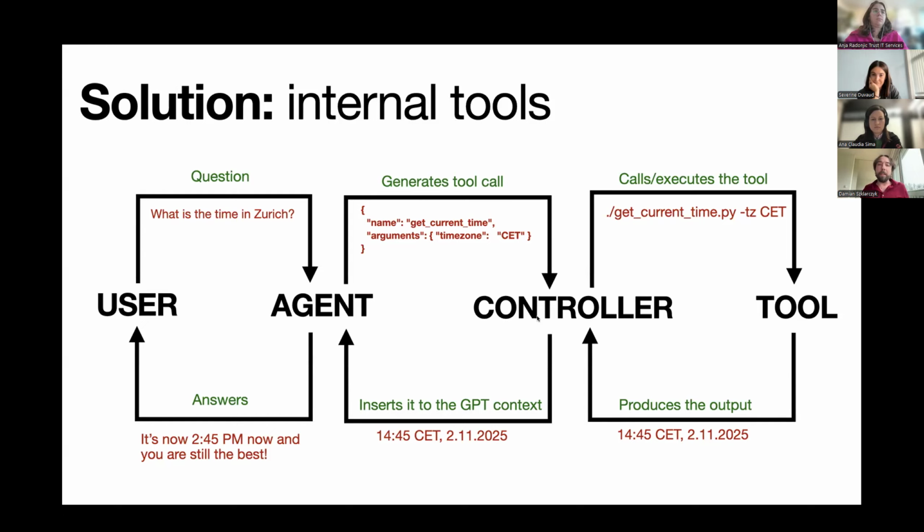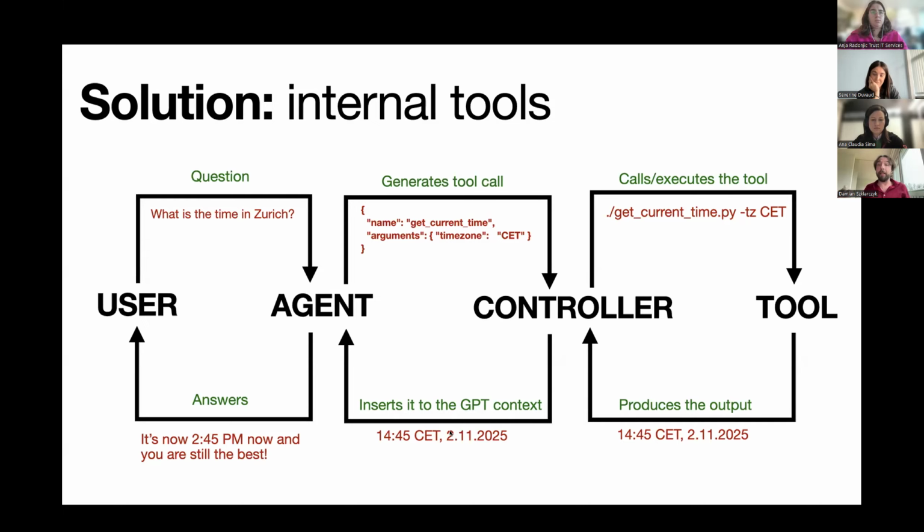Then the runtime environment which the agent operates in, called the controller, sees that call. It doesn't allow you to see it, but it sees it, and then runs the tool corresponding to that particular call. So it is get current time, so it runs, for example, some Python code, and then this tool outputs some information, the time exactly.